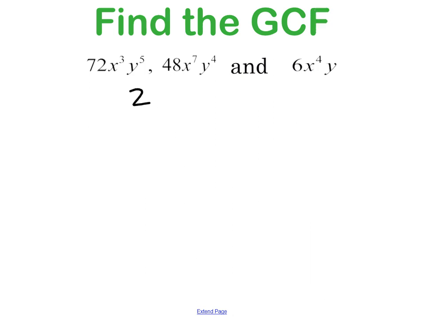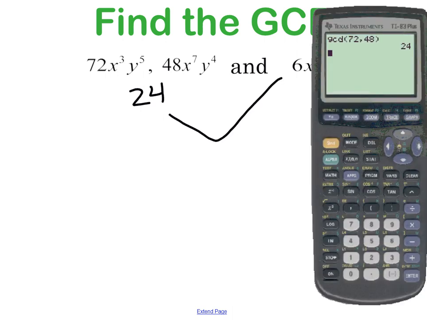So we have to do the GCD between 24 and 6 now. So let's go ahead and do that. Okay, so our GCF there is 6.